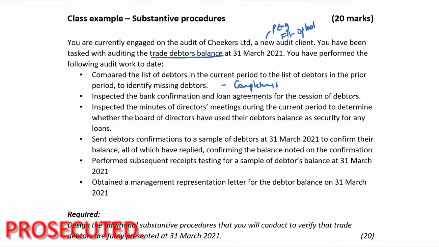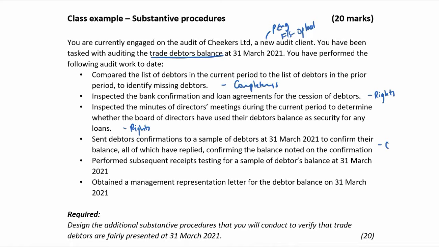Inspected the bank confirmation and loan agreements for cession of debtors. So they've done some tests for rights. Inspected the minutes of directors' meetings during the current period to determine whether the board of directors have used their debtors' balance as security for any loans. Another procedure for rights. Sent debtors' confirmations to a sample of debtors at 31 March 2021 to confirm their balance, all of which have replied confirming the balance noted on the confirmation.